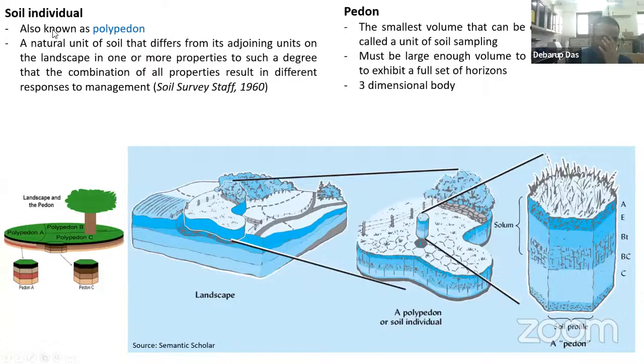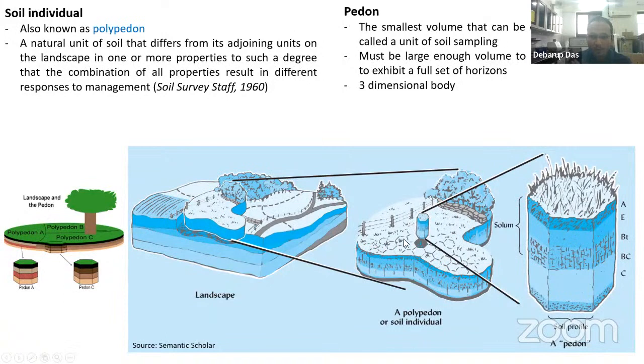Soil individual is also known as polypedon. We'll start with polypedon and we'll go to pedon, okay? So first you remember this, soil individual is also known as polypedon. Now what is a polypedon, which can be called a soil individual? Now you take this landscape, okay? And suppose this carved out portion, which has been zoomed out here, is a polypedon. You assume that this is a polypedon.